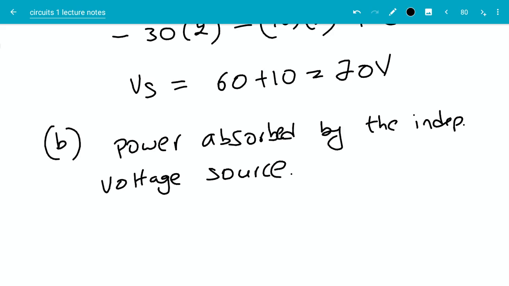Part B is asking for the power absorbed by the independent voltage source. Note that the question itself is giving us a hint that the power associated with the independent voltage source should be positive because they're asking for power absorbed by it.